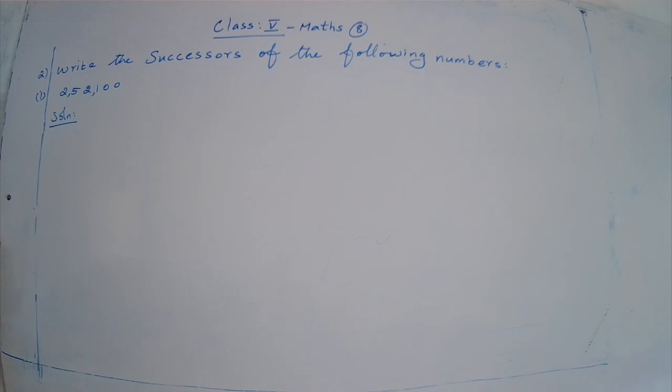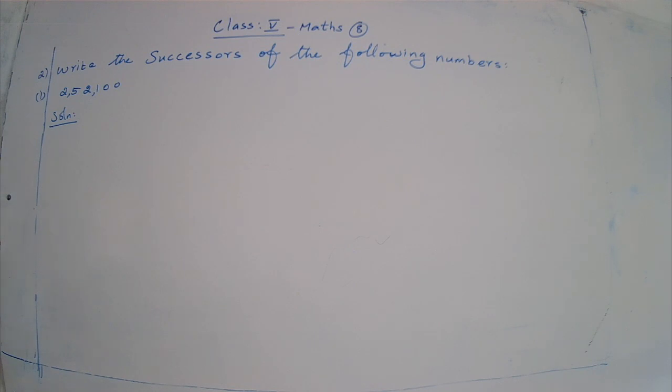Successor means a number one more than the given number. Otherwise, it is the number after a given number. Okay, children, the number that comes just after a given number is called its successor. We can get the successor of a number by adding 1 to it.